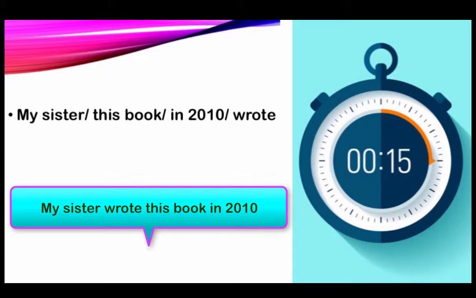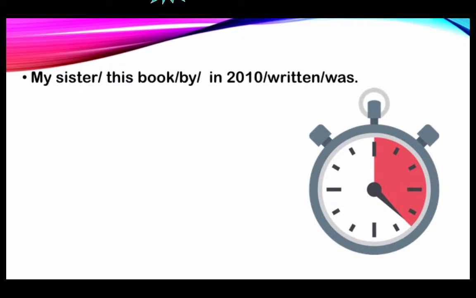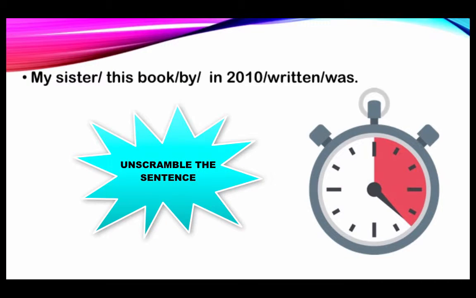Now in English we can say the same things in another way. Let's work with another scrambled sentence and let's do the same. Unscramble it and make sense of it. This time I will give you 20 seconds. My sister, this book, by, in 2010, written, was.